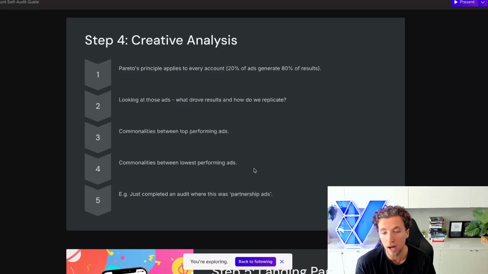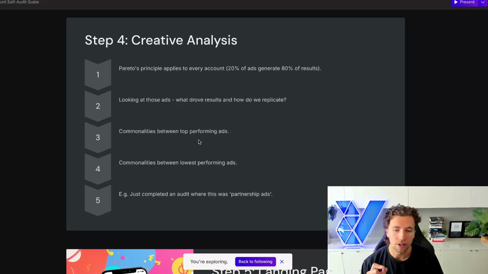And then moving forward in time, stop doing the low performing stuff and start doing more of the high performing stuff. Now, you'll never be able to beat Pareto's principle, by the way. You can go and re-emulate all of these top performing ads, and still 80% of these won't work, and 20% will drive all the results. But the idea here is that the 80% that don't work at least perform better than the 80% that don't work that you're currently launching.